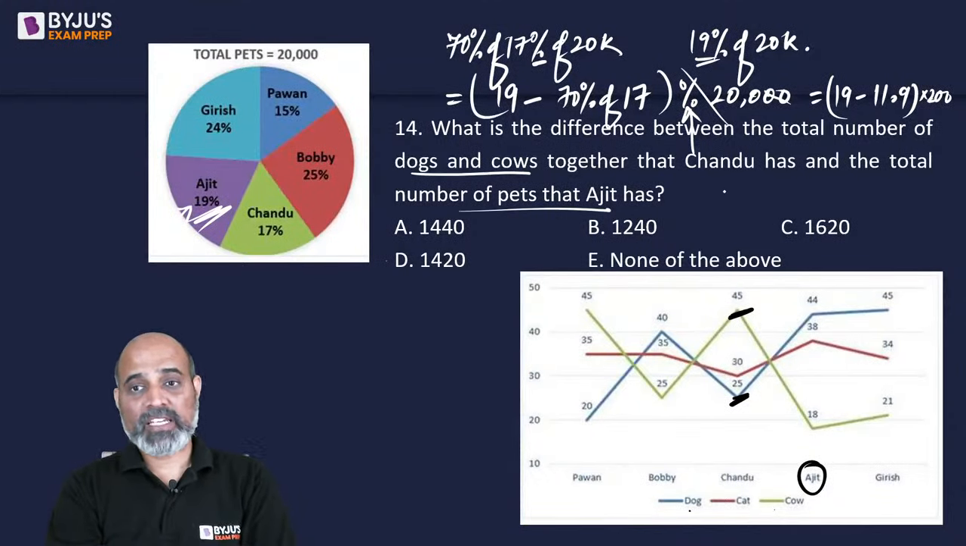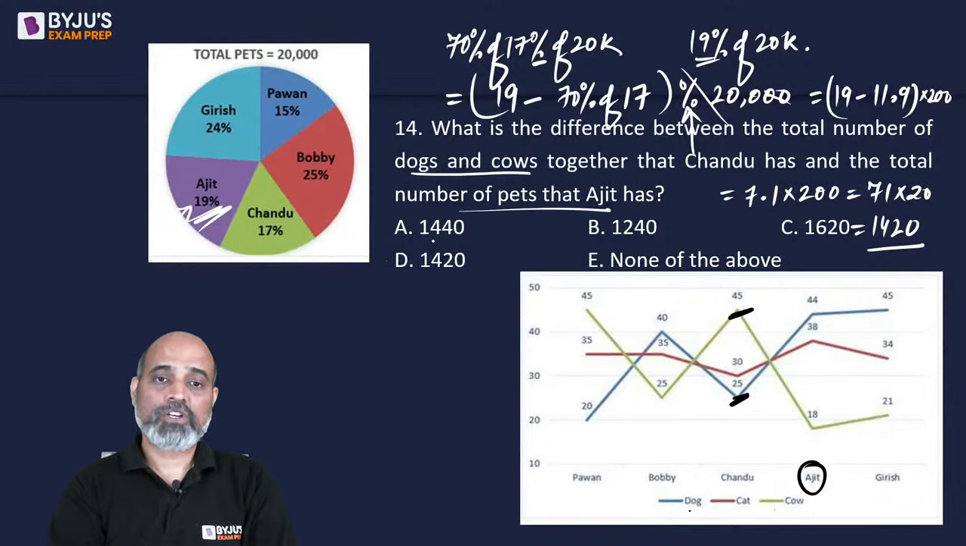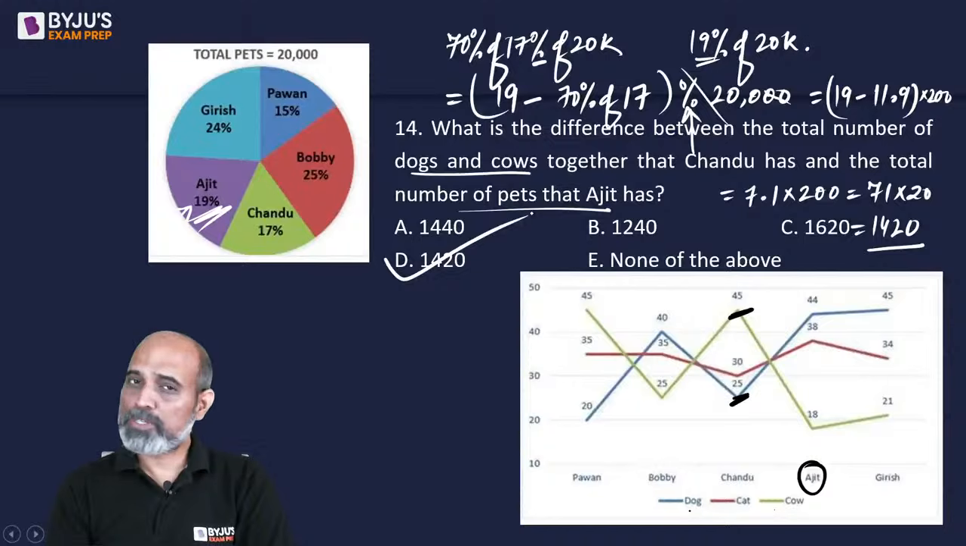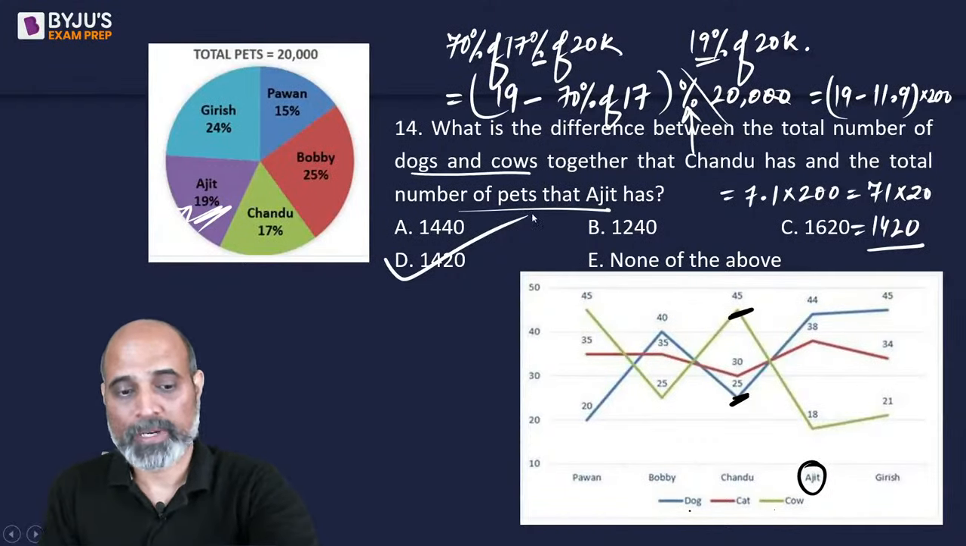Now 19 minus 11.9 is going to be 7.1 into 200, which is same as 71 into 20, which is same as 142 and a 0. So 142 and a 0 is option D. Since the options were close, I could not take the risk of doing approximation. So precise solve karna pad gaya.